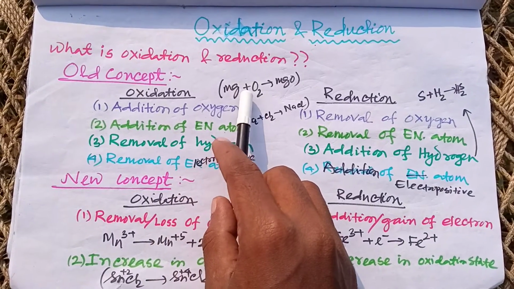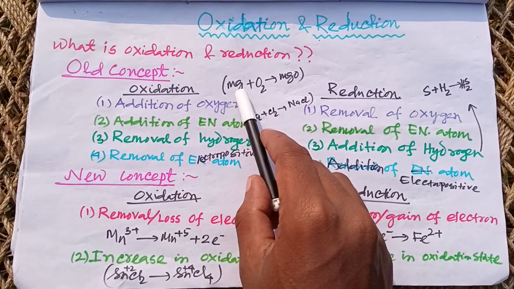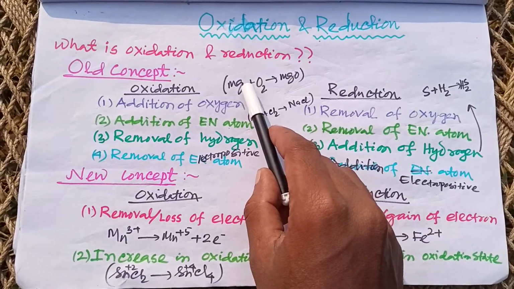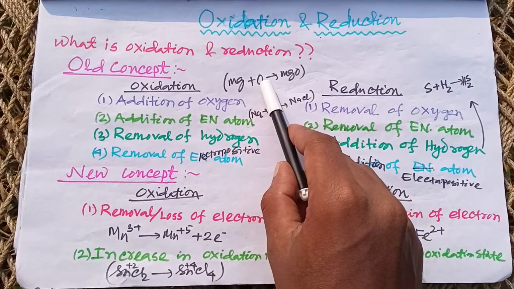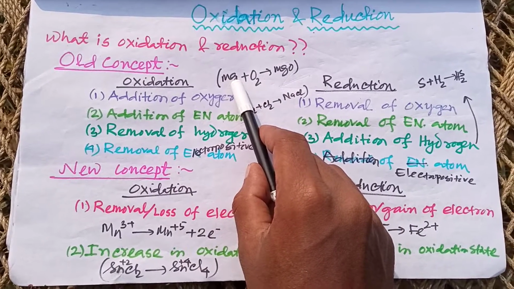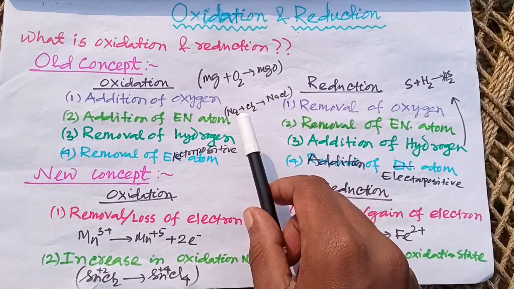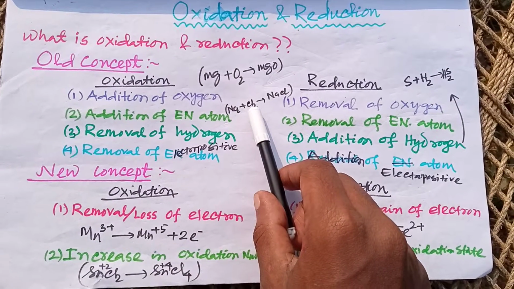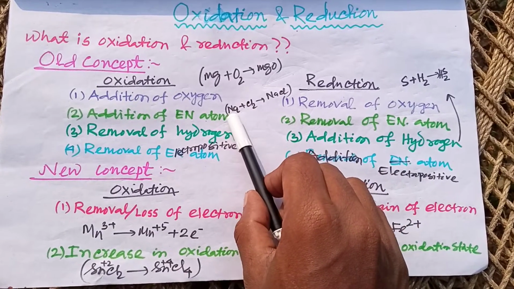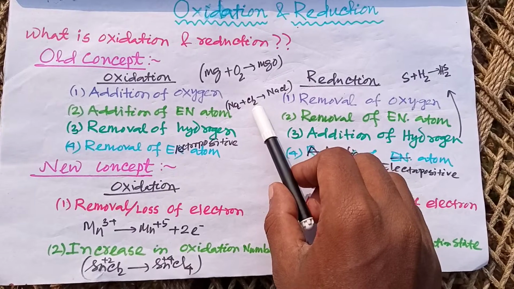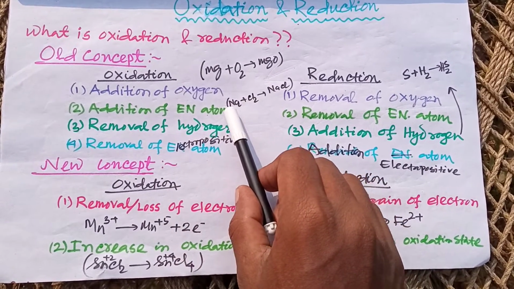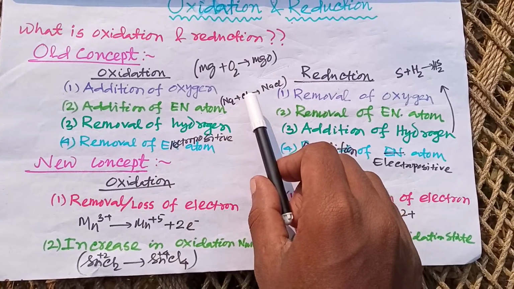So here is an example. The given reaction is magnesium plus oxygen gives magnesium oxide. Here the magnesium is receiving the oxygen, so magnesium is undergoing oxidation. Similarly, here sodium plus chlorine gives rise to sodium chloride. The atom sodium gains chlorine, which is an electronegative atom, so the sodium atom is undergoing oxidation.